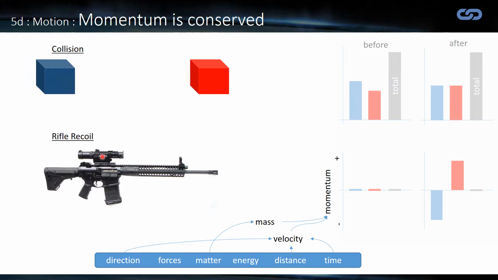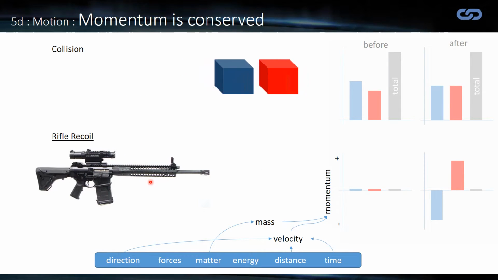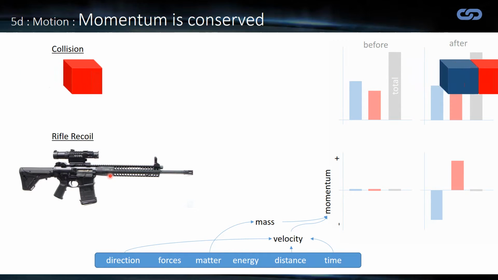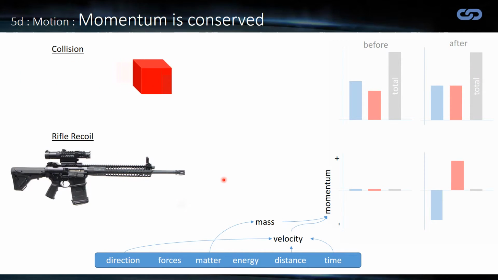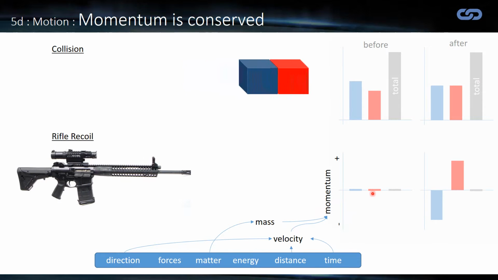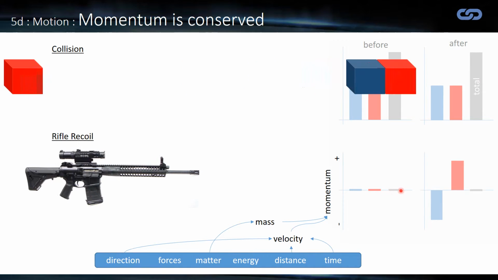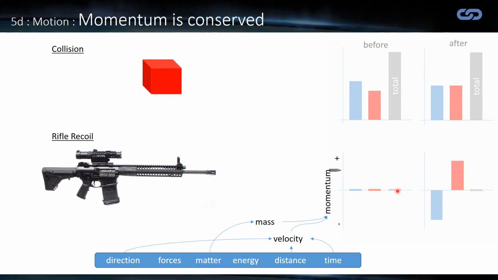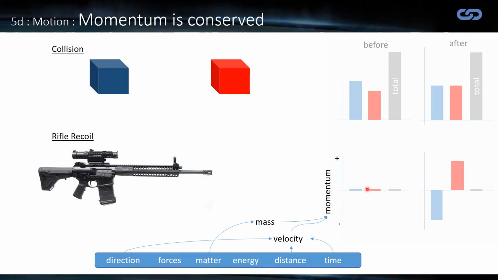In the situation here, we have the recoil of a rifle. So it's an explosion type situation, but the rifle has mass, it has velocity, the bullet has mass and velocity, so we can do the calculation. So beforehand, this is my way of showing 0. Nothing's moving, nothing has any velocity, so the total momentum is 0.